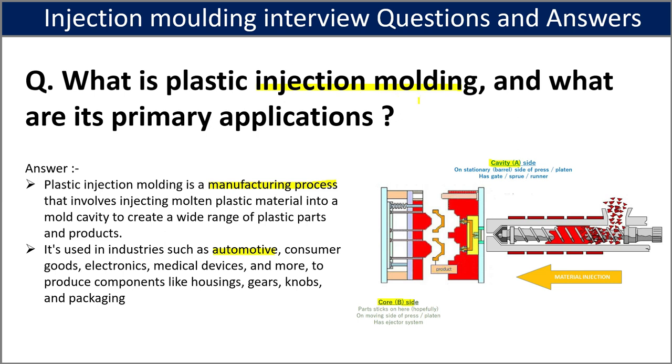There are other plastic part manufacturing processes, like blow molding, rotational molding, and compression molding, and injection molding is also there. But injection molding is the most commonly used process for manufacturing plastic parts.